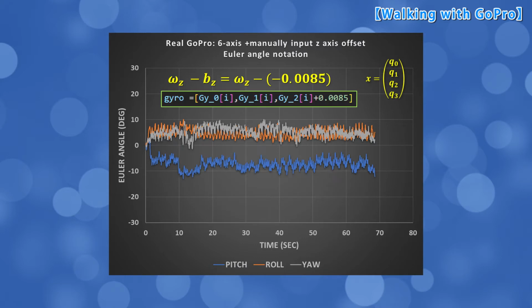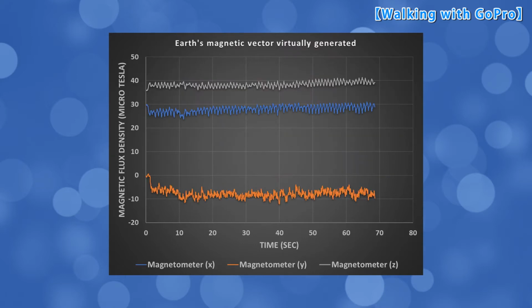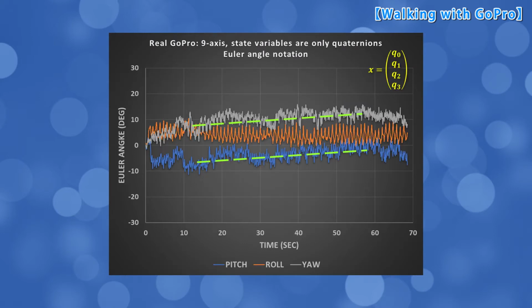On the Python code, I added an appropriate offset value on the Z component of the gyroscope and then the yaw baseline got flat. In this situation, the next thing to do is generate the virtual Earth's magnetic vector, as mentioned before. The obtained result is like this. Using this data, I can calculate the 9-axis case. This is a 9-axis case.